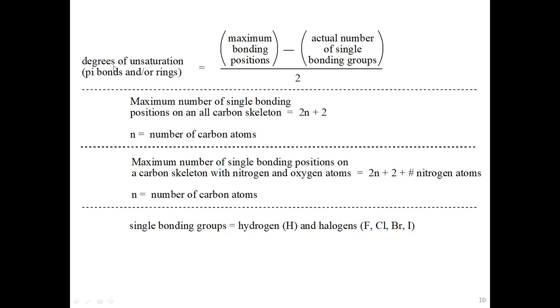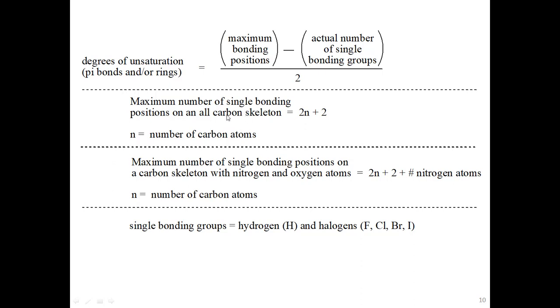So to calculate degrees of unsaturation, we don't know if they're pi bonds or rings because we don't have the skill yet to do that. We can calculate the maximum number of bonding positions very easily from the number of carbons and nitrogens. And then we count up all the single bonding groups, the hydrogens and the halogens, and subtract it. And then we divide by 2. And that tells us how many degrees of unsaturation we have.